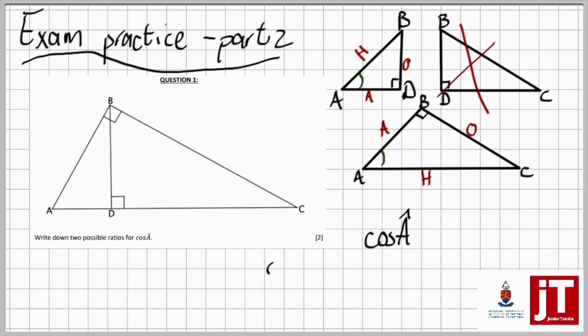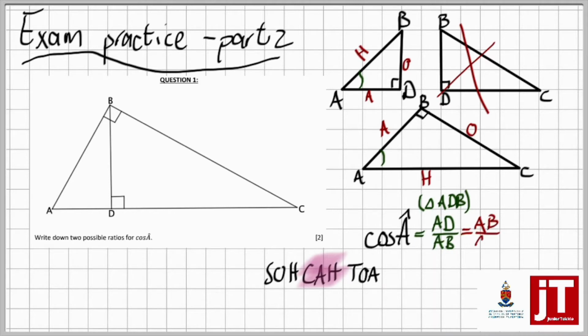Always go back to SOHCAHTOA, our favorite. SOHCAHTOA. I'm specifically going to look at cos, the adjacent over the hypotenuse. In triangle ADB, the adjacent is AD, while your hypotenuse is AB. Whereas if I look in triangle ABC, the adjacent is now AB, and the hypotenuse is AC.